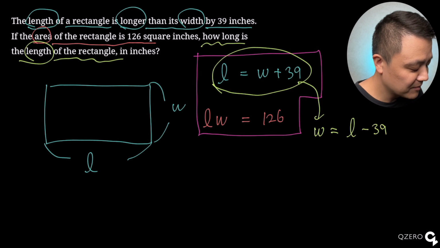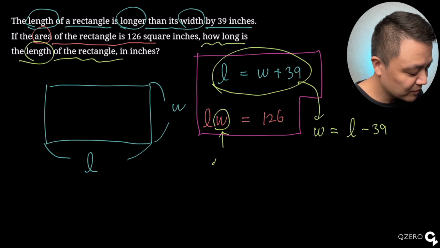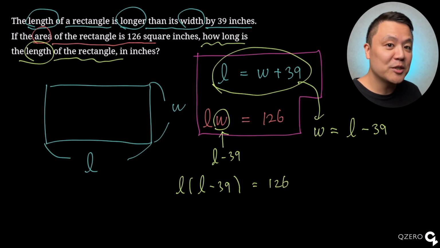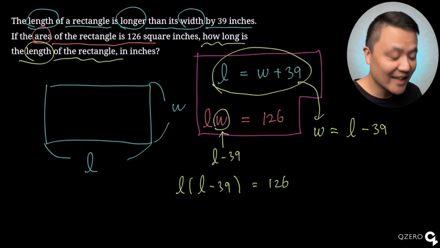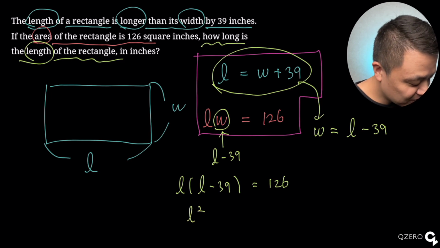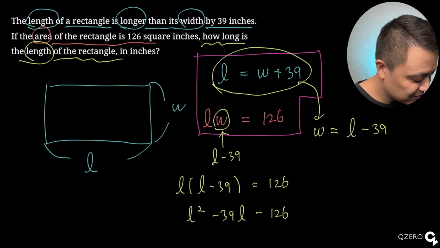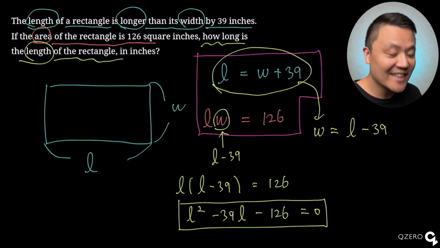W equals L minus 39. So I'm just going to substitute W with L minus 39. Then what you have here is an equation with only one variable, L. I substituted W with an expression in terms of L just because we're looking for L. So this is just a simple quadratic equation: L squared minus 39L minus 126 equals 0. So once you solve this equation, you can get the correct answer.